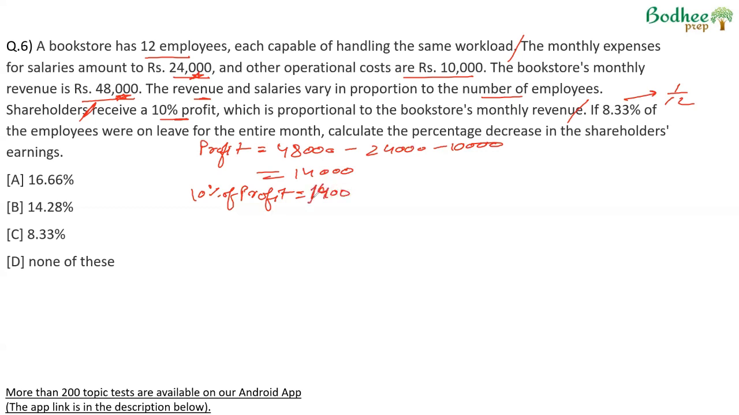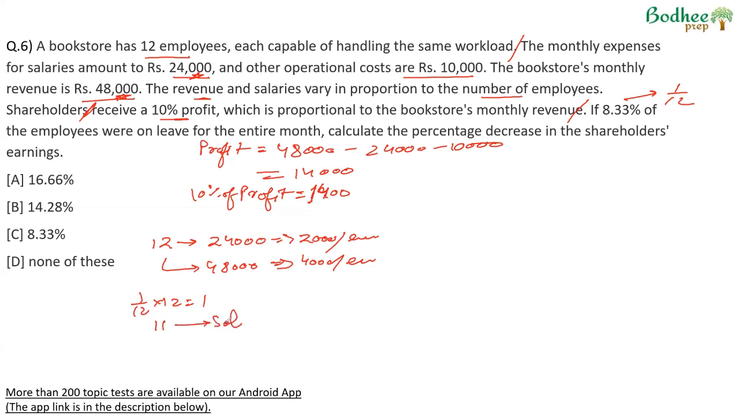Now, this is when there were 12 employees. If there are 12 employees, the salary is 24,000 and the revenue is 48,000. So we can say the salary is 2,000 per employee, 24,000 by 12, and the revenue is 48,000 upon 12, 4,000 per employee. If 1/12 of the employees, that is one employee, is absent, the number of employees will be 11.